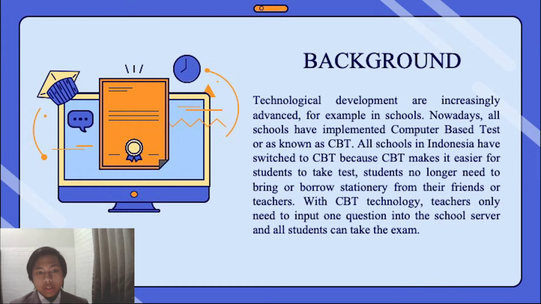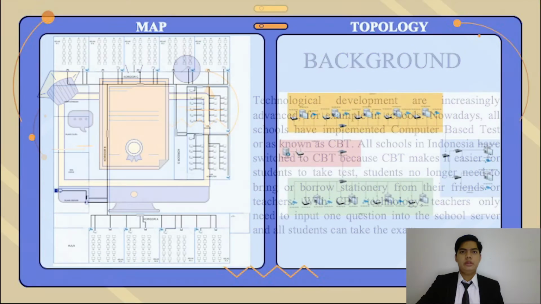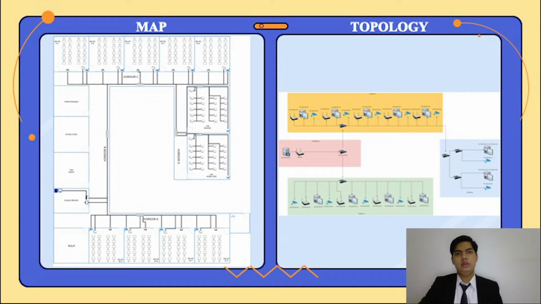Technological developments are increasingly advanced. For example, in school, nowadays all schools have implemented computer-based tests, also known as CBT. All schools in Indonesia have switched to CBT because CBT makes it easier for students to take tests. Students no longer need to bring or borrow stationery from their friends or teacher. With CBT technology, teachers only need to input one question into the school servers and all students can take the exam.